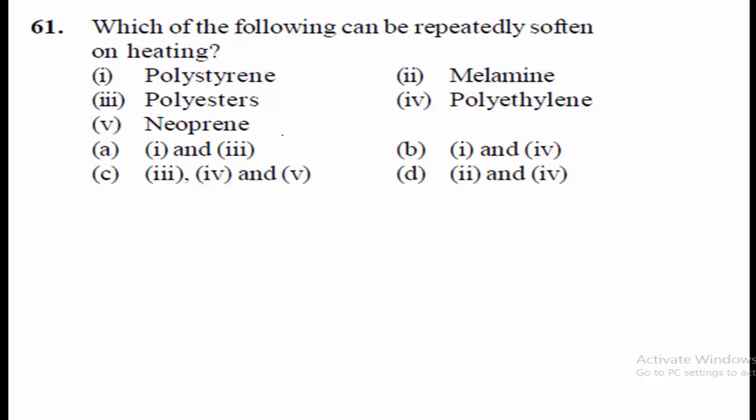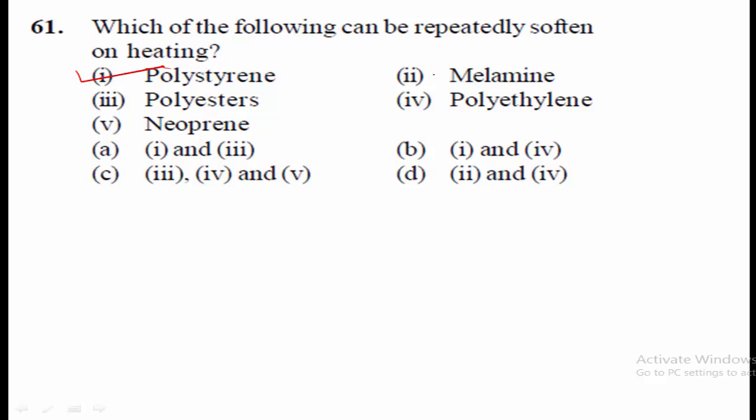61st, which of the following can be repeatedly softened on heating? So which type of plastics are repeatedly softened on heating? Thermoplastic. And the other one is thermosetting, which cannot be softened on heating repeatedly. An example of thermoplastic will be which one? First one, polystyrene. This is a thermoplastic.